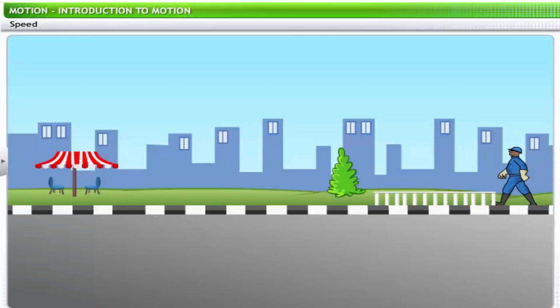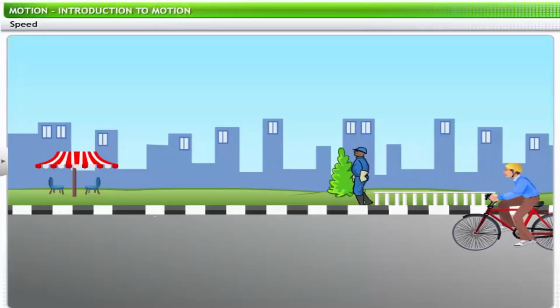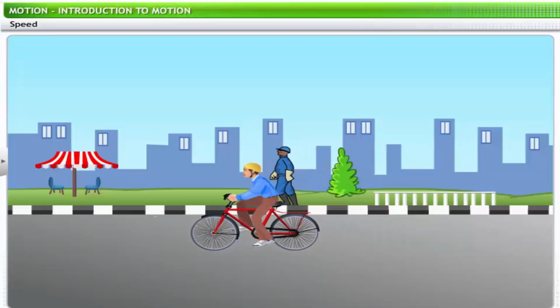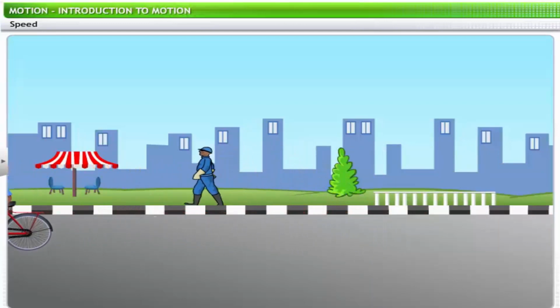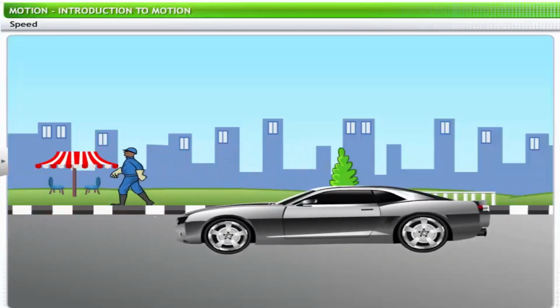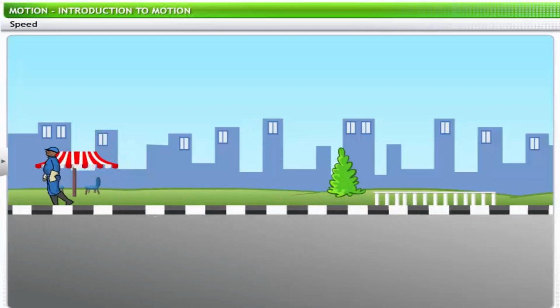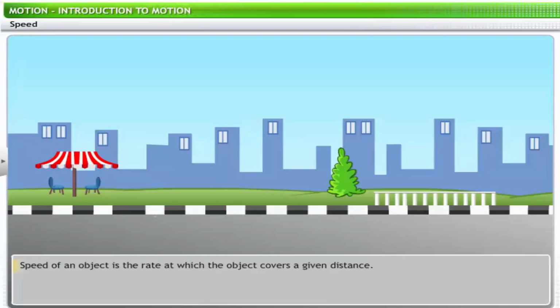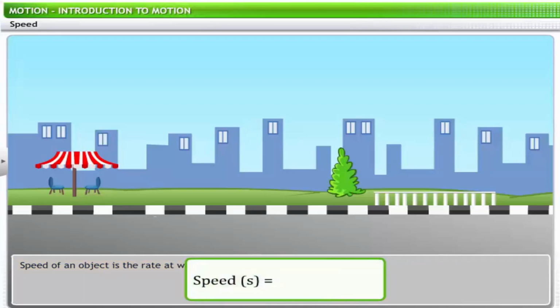Different objects may take different amounts of time to cover a given distance. How fast does a moving object change its position? The answer to this question relates motion to the time taken for the change of position, and that brings us to speed. Speed of an object is the rate at which an object covers a given distance or changes its position. Speed is calculated as a ratio of distance covered to the time taken to cover that distance.